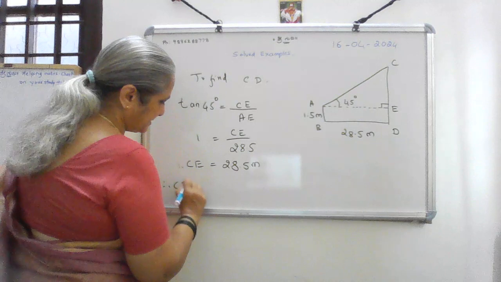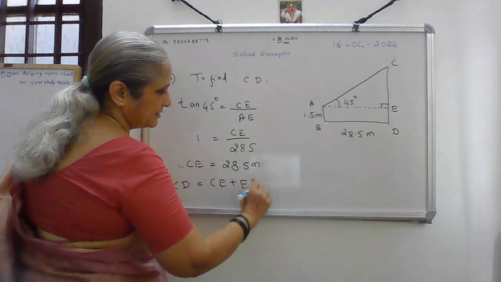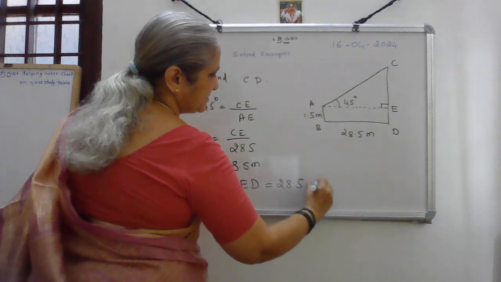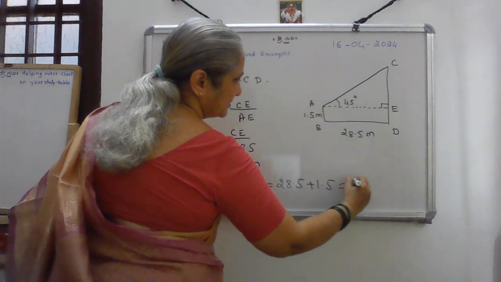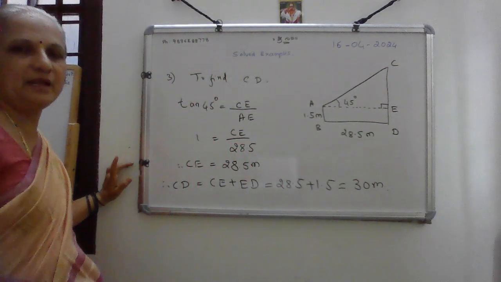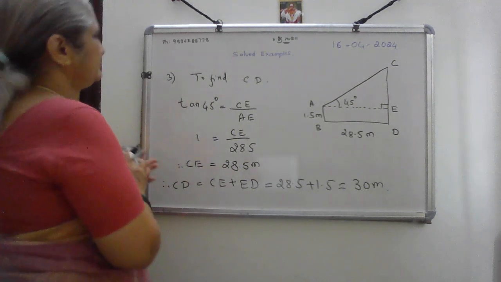Therefore, CD is equal to CE plus ED. This is equal to 28.5 plus 1.5. This is equal to 30 meters is the length of the chimney.